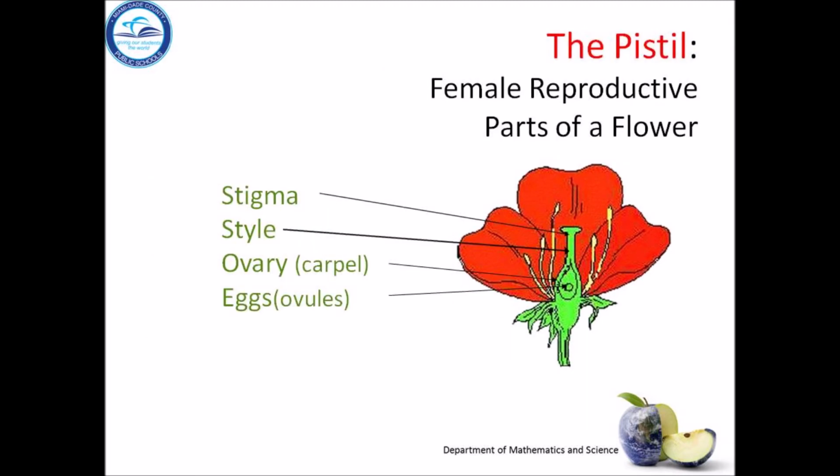The pistil. The pistil is the female reproductive part of the flower. The pistil is divided into three parts: the stigma, the sticky point of it, the style, and the ovary. The eggs or ovules are inside the ovary.